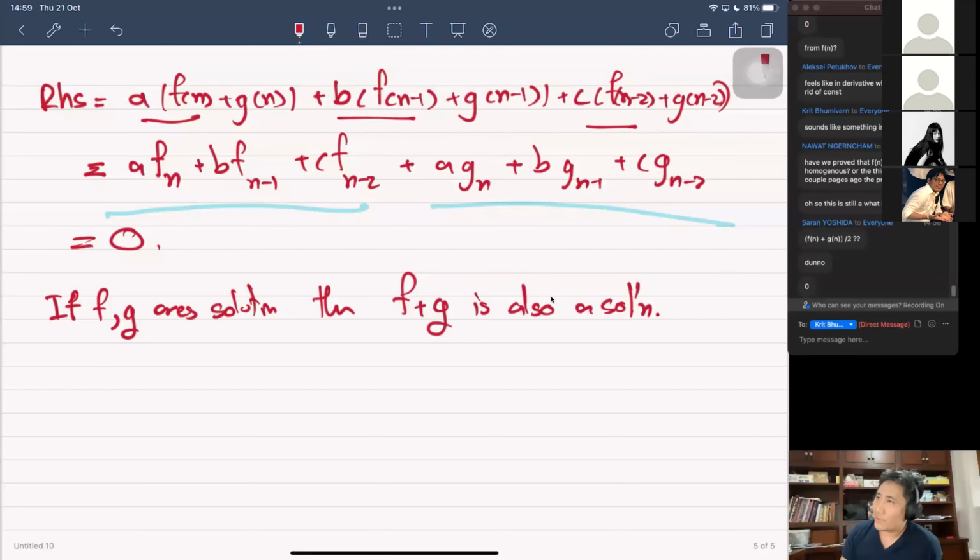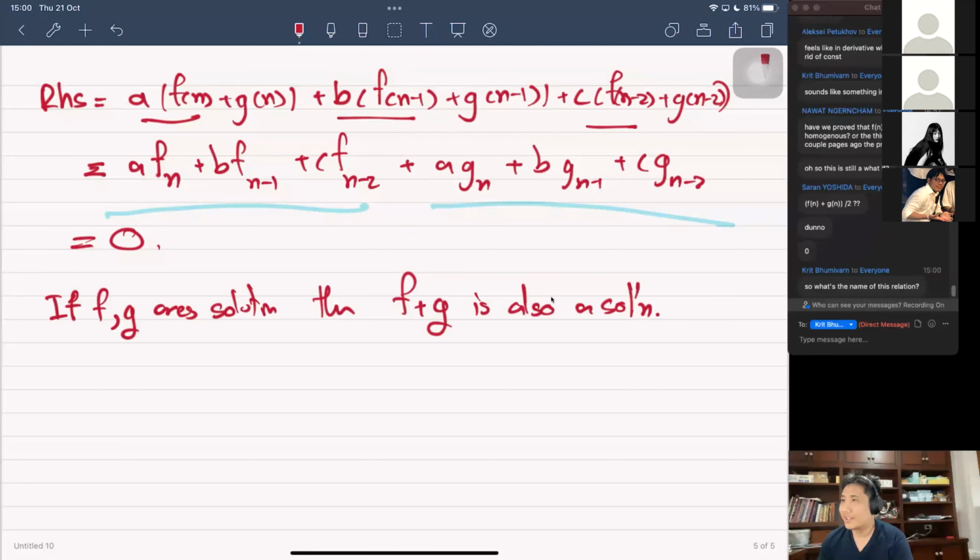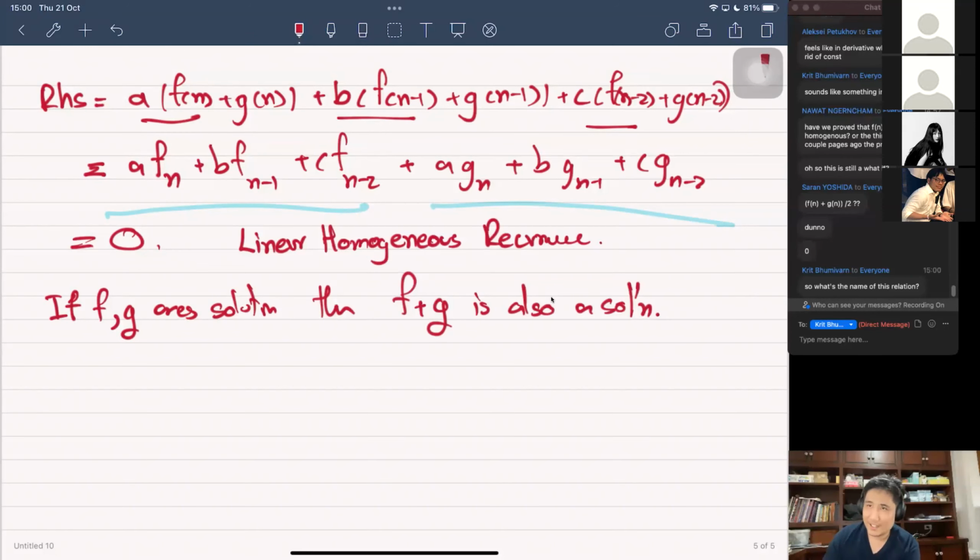Okay, so far so good. Any questions before I get to the punchline? You still with me? So what's the name of this relation? It's a mouthful: linear homogeneous recurrence. The homogeneous refers to the magical zero you have, and linear means it's a, b, and c multiplied by f to the first power.